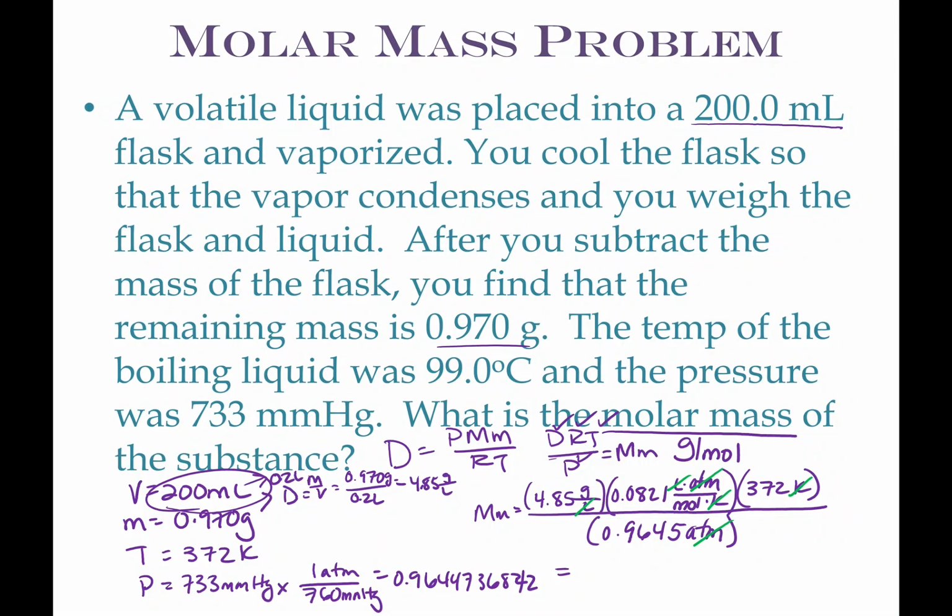So 4.85 times 0.0821 times 372 divided by 0.9645 gives us 153.576. That's all I'm going to keep because I'm running out of room. And we only need 3 anyway, so 154 grams per mole. Big scary problem, but you definitely can do it. You just got to remember what each of the pieces mean and put them together.